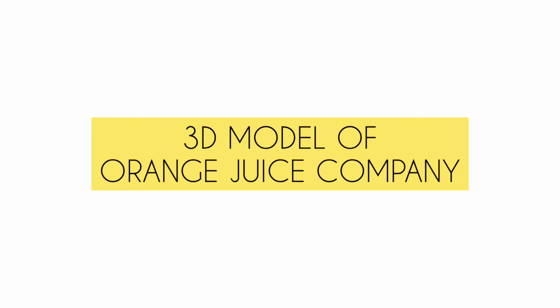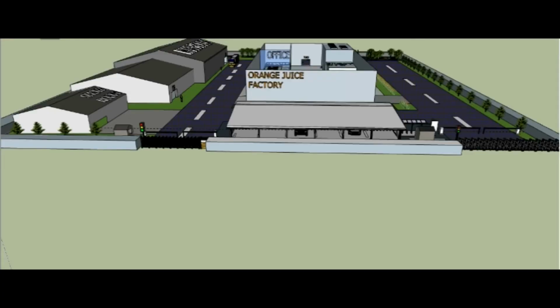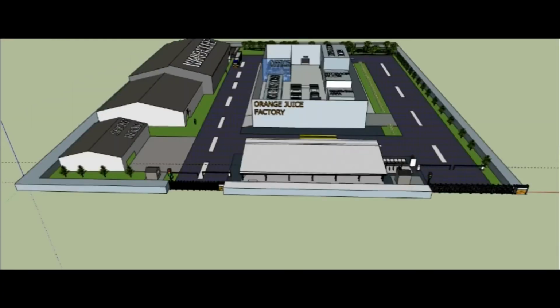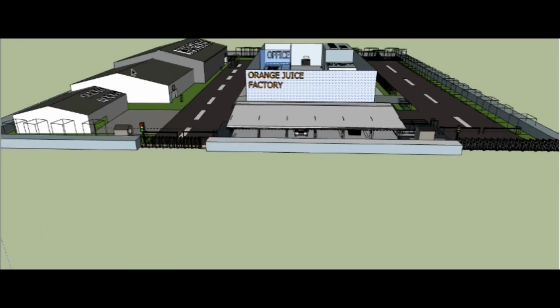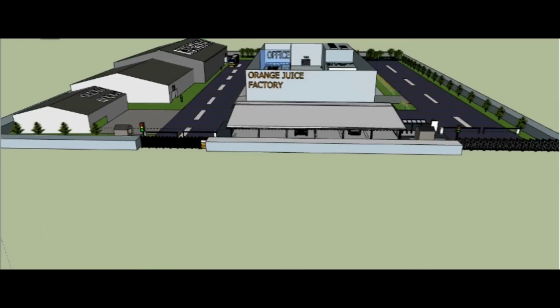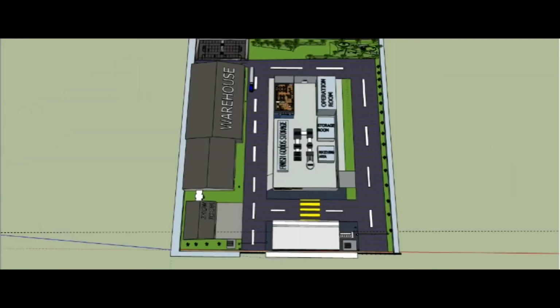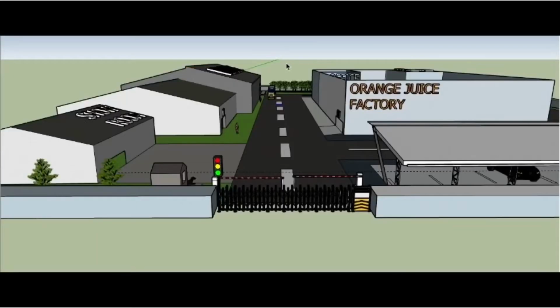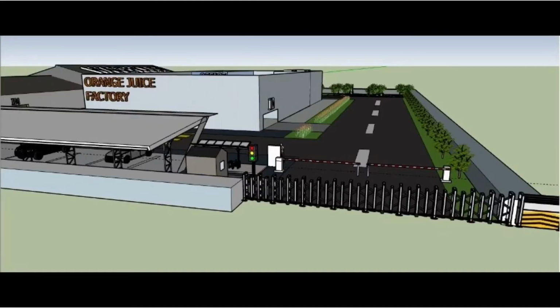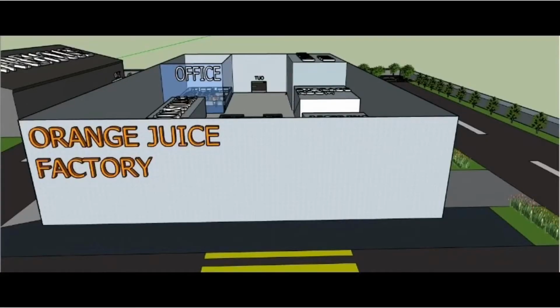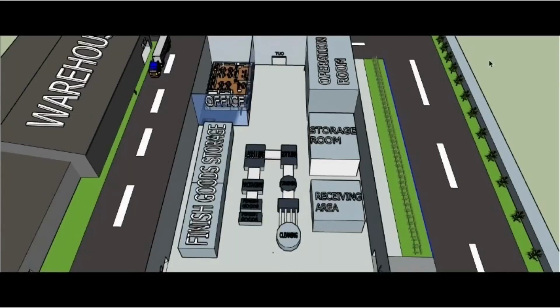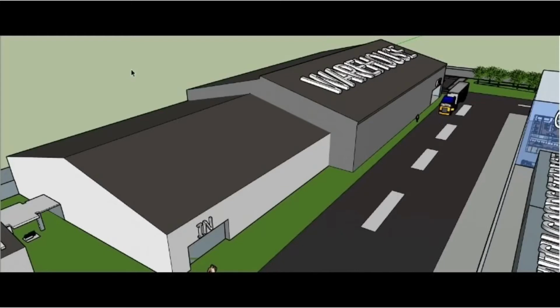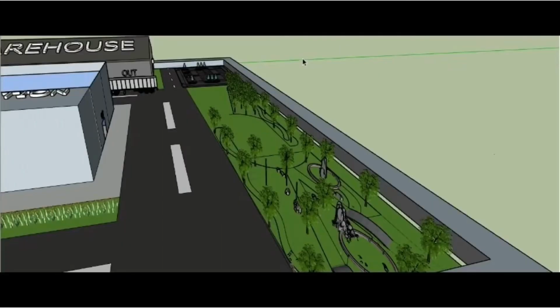And now I will show the 3D model of Orange Juice Company. Let's take a look at the 3D model of Orange Juice Company. In the 3D model, we put 6 elements in our project, which is number 1, road, to access the logistics in and out, and number 2, traffic light. Number 3, we have a factory to produce our product, which is orange juice. Number 4, we also have a warehouse to place the goods before we deliver them to the vendor or customer. Number 5, flora, and lastly, fauna.